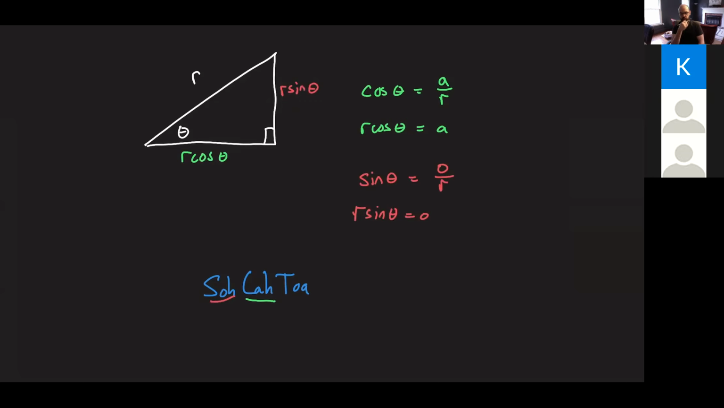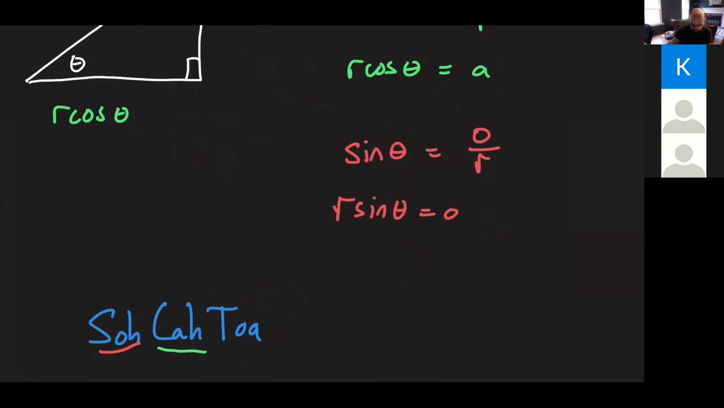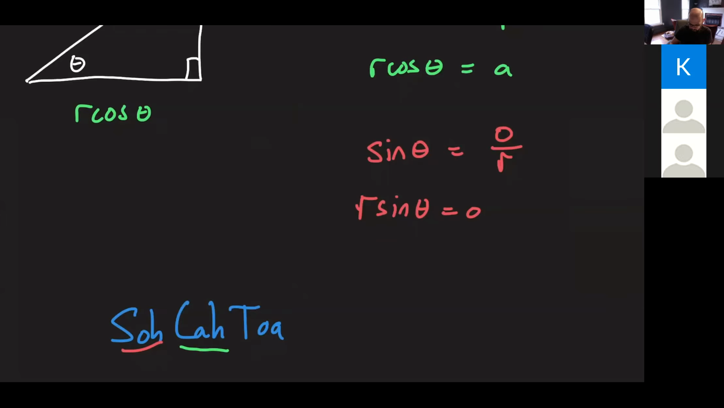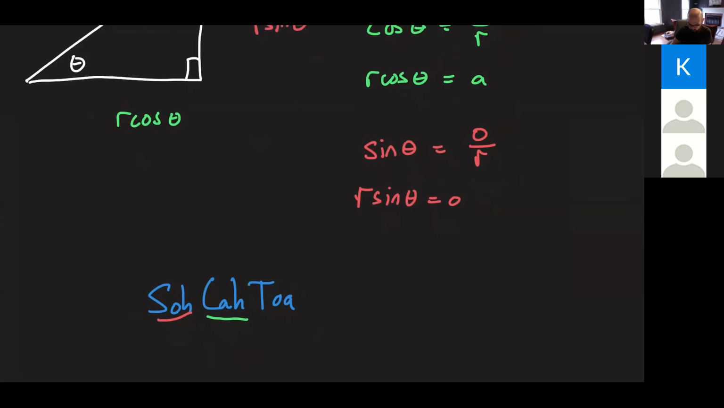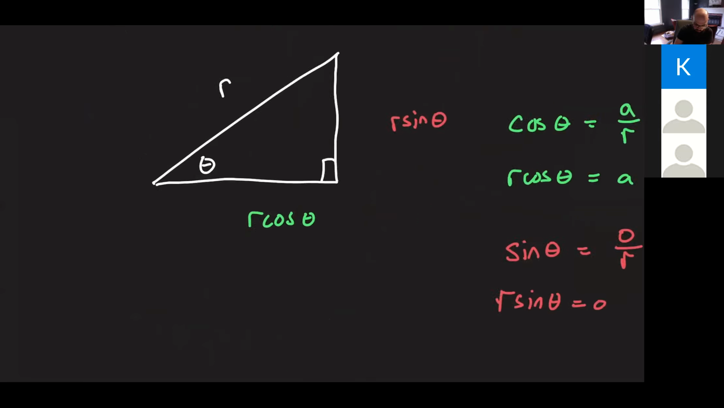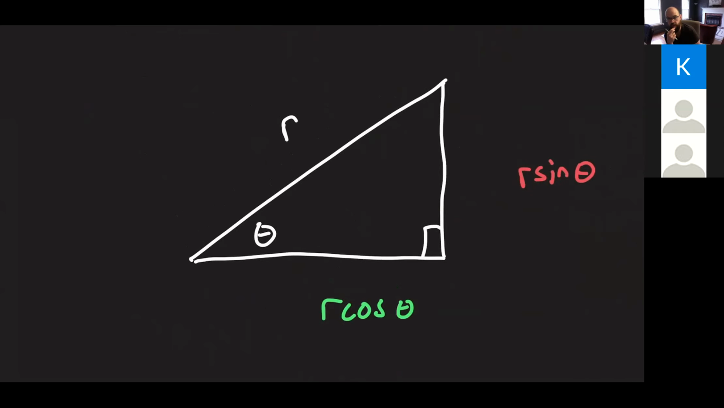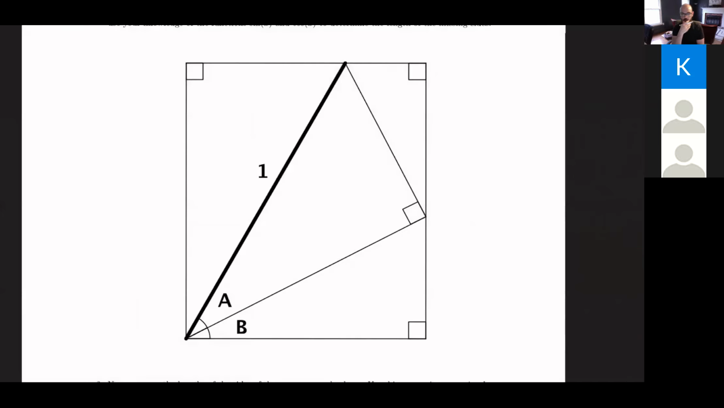As we go through, what I want everybody to keep in mind is that we're going to use this diagram a lot. We're always going to be coming back to this. Whenever I have a triangle, if I know the hypotenuse, the base is going to be r cosine of theta, and the height is going to be r sine theta. We're going to use this a lot through our picture.